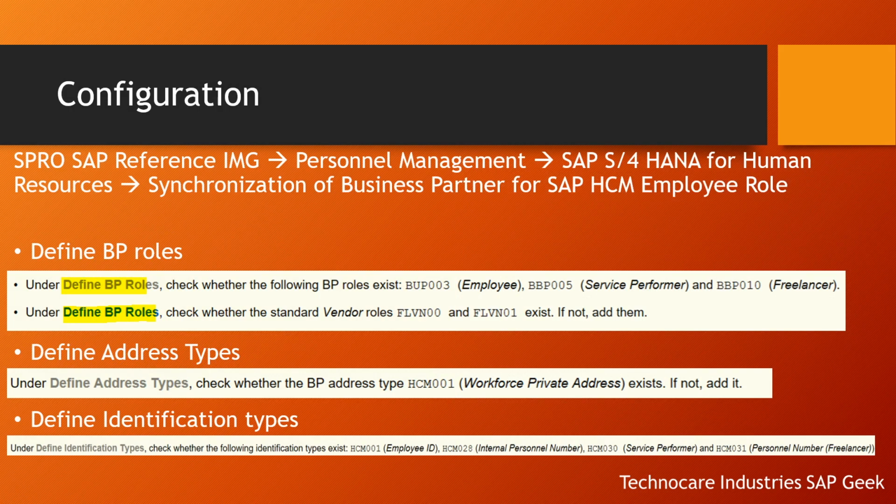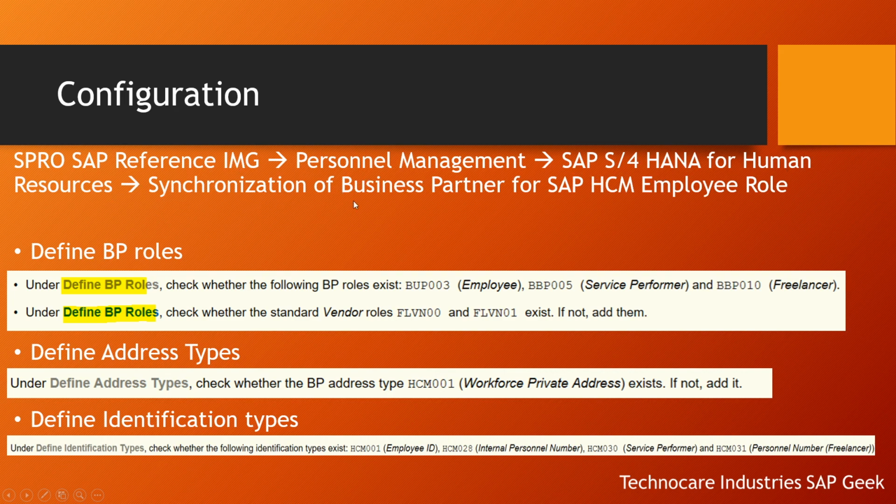The second step is basically for checking whether these particular BP roles, address types and identification types are present in the system or not. We don't have to create anything additionally, but sometimes if the standard entries are missing, then you'll have to create them or add them in those tables. So where to do this? The path for SPRO is given here, under Personnel Management in SAP S/4HANA Human Resources.